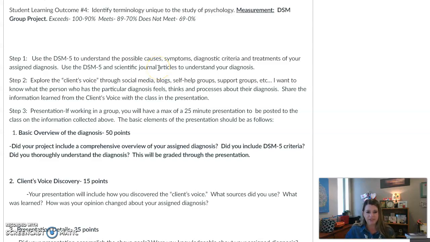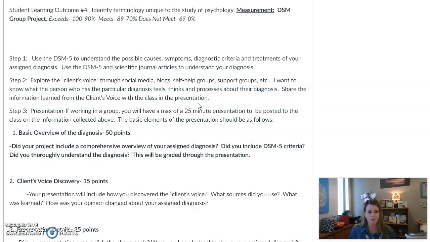Then what you're going to do is provide any possible causes, symptoms, and treatments. Again, your diagnostic criteria does need to come from the DSM. So that's what step one is, really an overview. Step two is what I'm calling the client's voice. So in step one, your information is coming from research.